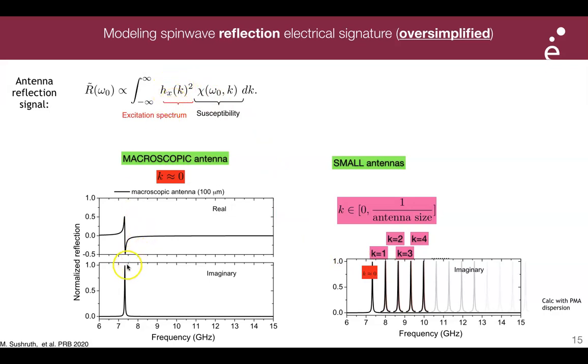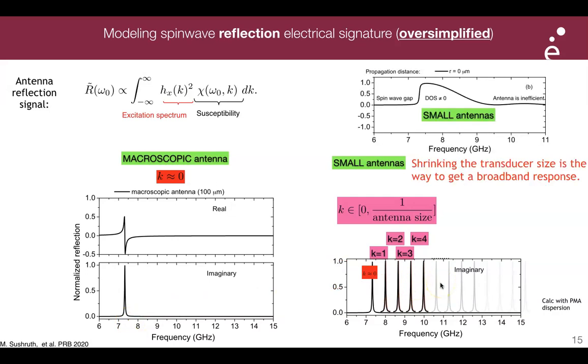So instead of having a response that is peaked at the FMR frequency, you integrate over all k vectors and you have a reflection coefficient which is a function like that, which is 0 in the spin wave gap, non-zero when the density of states of spin waves is non-zero and the antenna is efficient, and when you go to high frequency, this means also high wave vectors, then the antenna starts to be inefficient. So you somehow have an envelope in frequency domain in which you can excite spin waves, and you can see that in the reflection coefficient of the antenna.